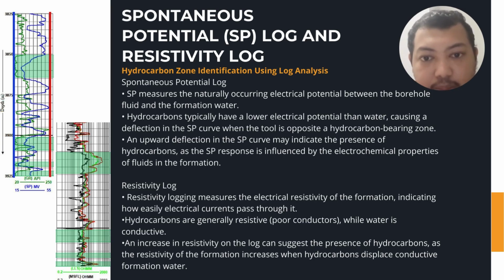of electrical properties. The SP log looks at the natural potential difference, while the resistivity log focuses on the resistance to electrical current flow. Combining the information from these logs helps geologists and petrophysicists make a more informed assessment of the subsurface formation in terms of potential hydrocarbon presence.